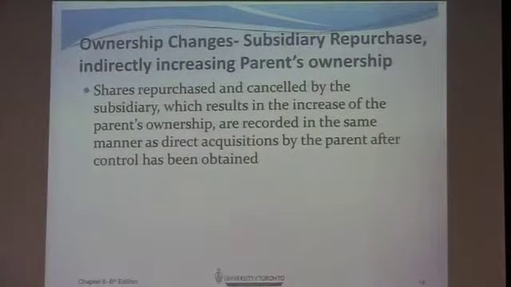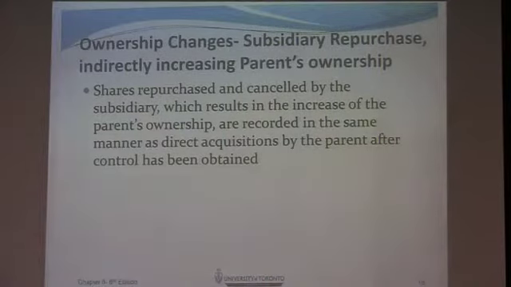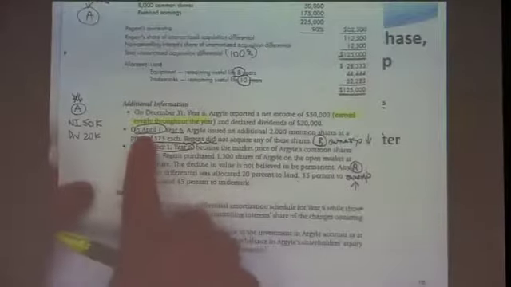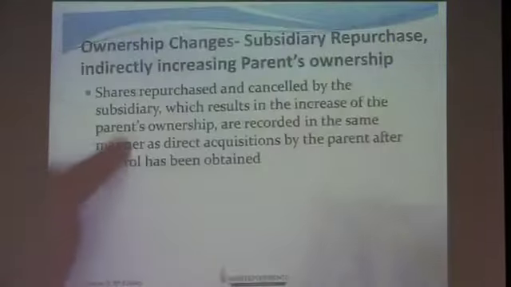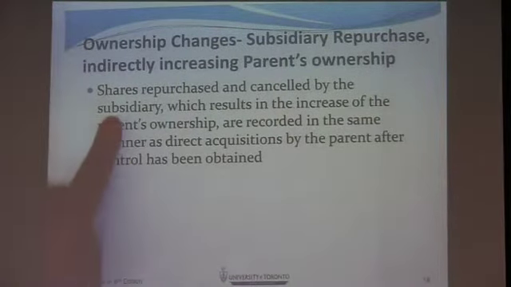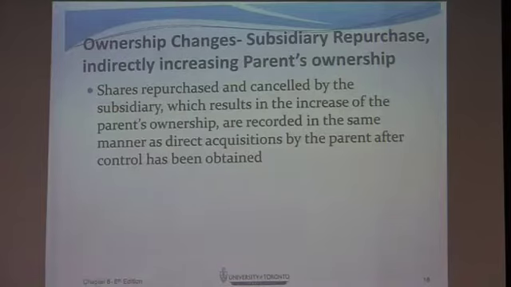Now, shares repurchased and canceled by the subsidiary, which result in an increase in the parent's ownership, are recorded in the same manner as a direct acquisition by the parent after control has been obtained. So in our question, you'll see that on April 6th, Argyle issued 2,000 shares which Regent did not acquire. This is an example where the subsidiary sold more shares in which the parent did not participate. We're going to treat that the same as if the parent turned around and sold some of its share ownership, and we're going to see that also in this question.